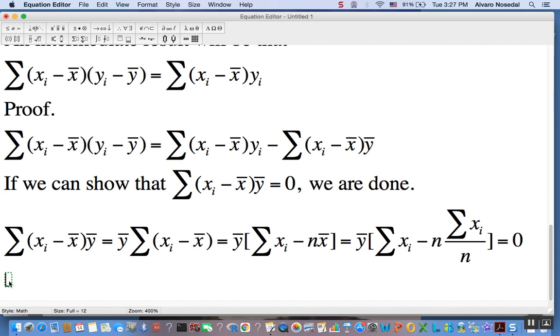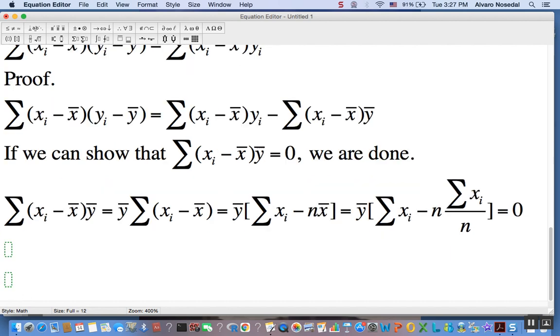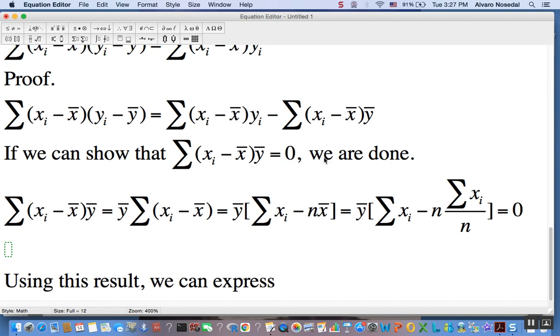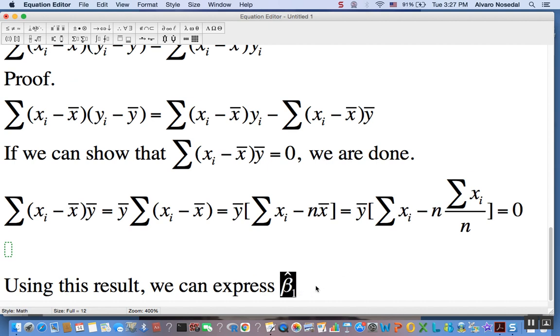Great. So we have that intermediate result. Let's remember why it is that we wanted to do this. Using this result, we can express beta 1 hat as follows.